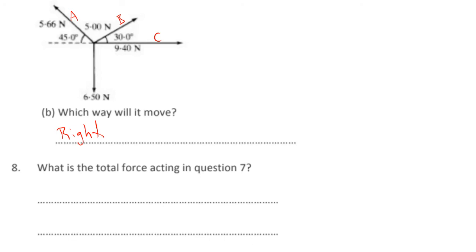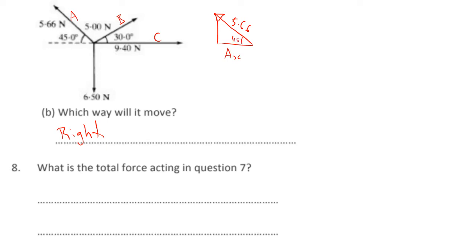Question 8 then is asking us to look at the total force acting in question 7. Now we've already established that in the vertical axis that's going to be 0, which we did in question 7 part A. So now we're going to have to look at just the horizontal forces. So we've already got vector C solved for us. We're now going to use the same technique we did in the previous slides to work out the horizontal component of each of these vectors. So vector A, again, we're going to have A sub x, and we're still going to have 45 degrees here.